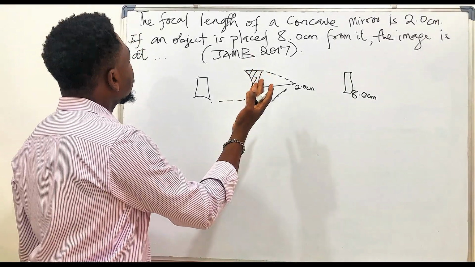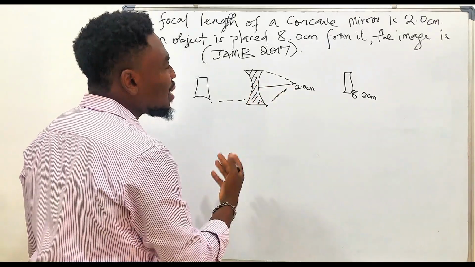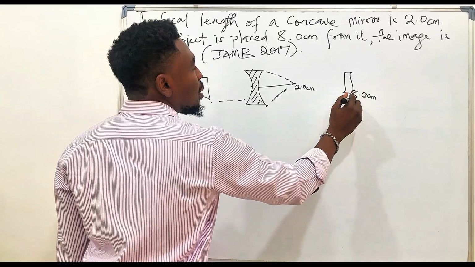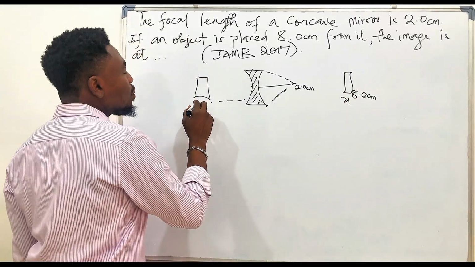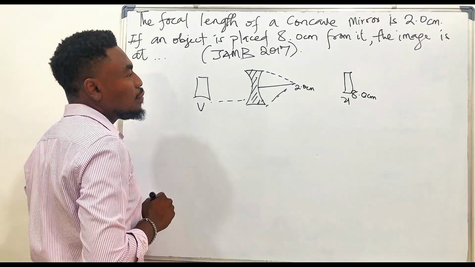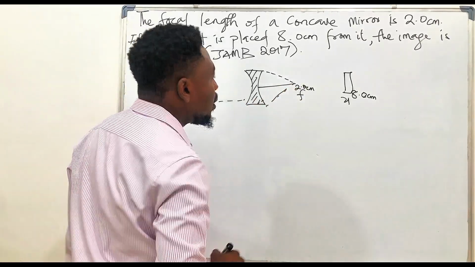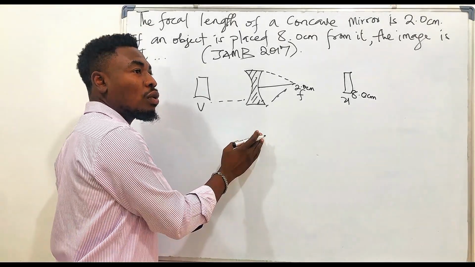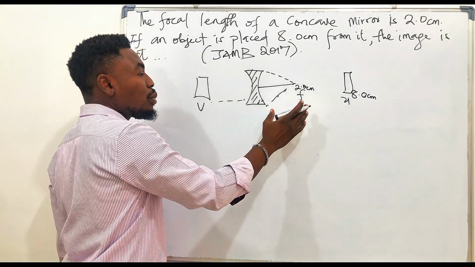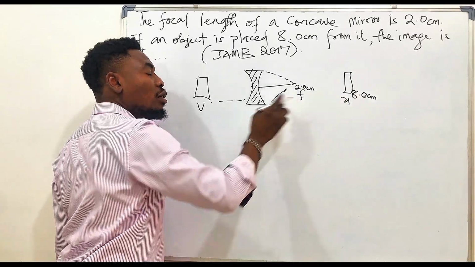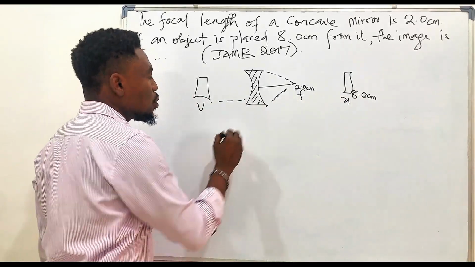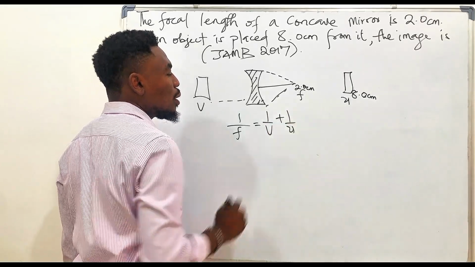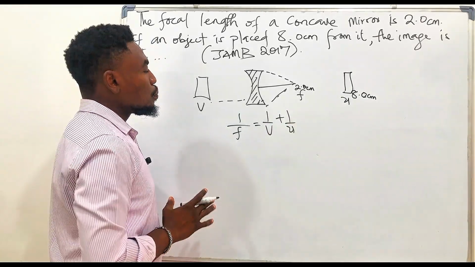In mirrors and lenses, we represent the length of the object as u and the length of the image as v. The focal length is represented by f. And the formula given is what? The reciprocal of the focal length is equal to the summation of the reciprocal of the length of the object and the image. So this is what we have: 1 over f is equal to 1 over v plus 1 over u, right?